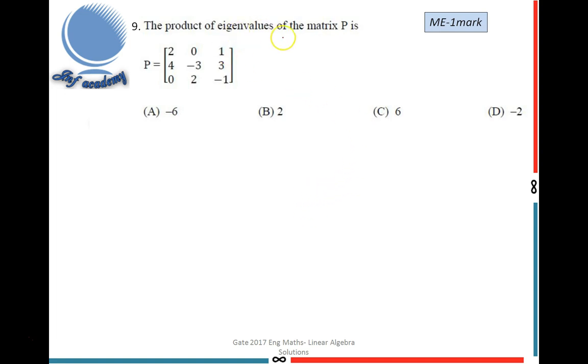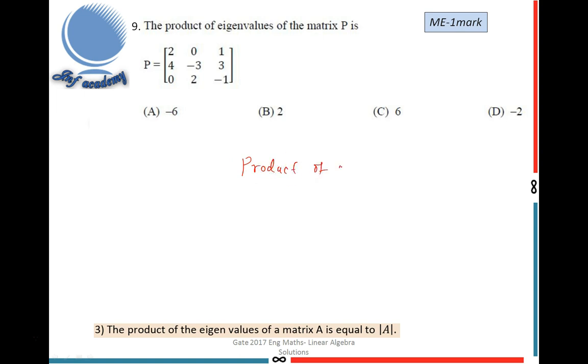We have to find the product of the eigenvalues of the matrix P. The matrix P is a given 3 by 3 matrix. It's from the ME department, mechanical department. It has 1 mark. Here I use one property. It is very simple. The product of the eigenvalues equals the determinant of A.